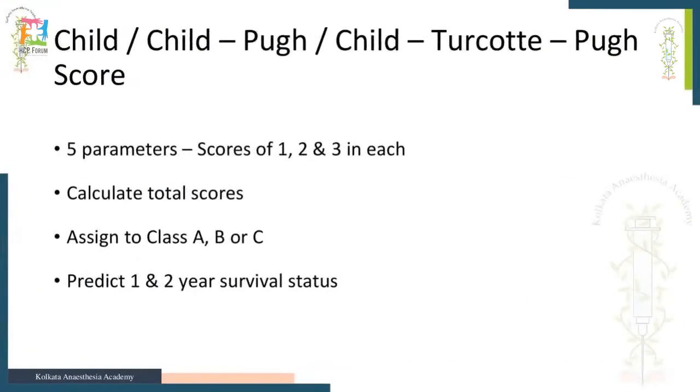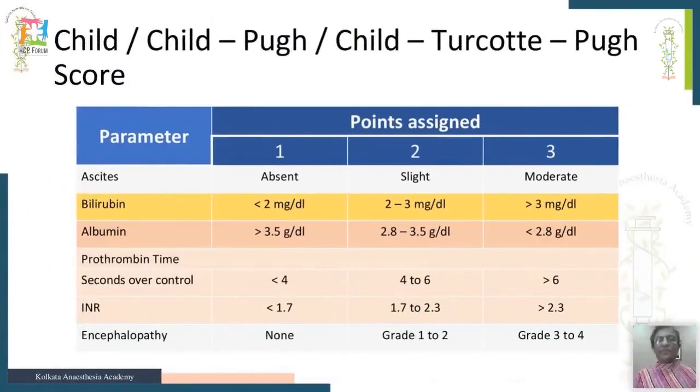So when you're doing it today, do not try to give a score for both INR as well as for prolongation of prothrombin time. Essentially, it has 5 parameters. You will score it 1, 2, and 3. Give them scores in each of the parameters. You calculate the total scores and then assign them to a class, whether A, B, or C. And then finally predict a 1 or 2 year survival status. So that is what you would do with this. So let us look at it.